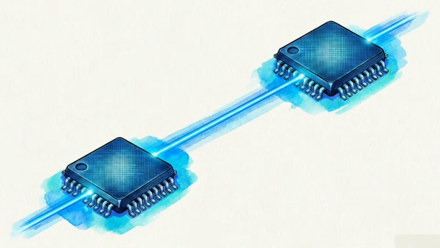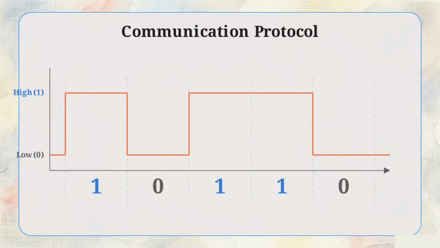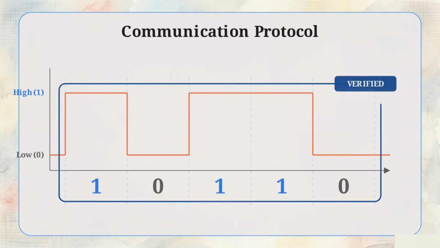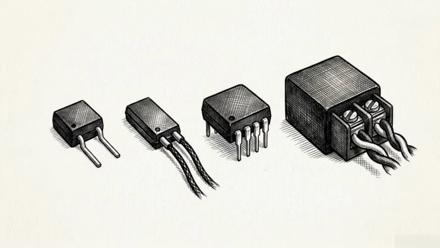To solve this, the industry relies on communication protocols. A protocol is a standardized set of physical wiring rules and strict temporal agreements that dictate exactly how binary data is sent, received, and verified. While hundreds of specialized formats exist, 4 mainstream protocols dominate hardware engineering: UART, I2C, SPI, and CAN.